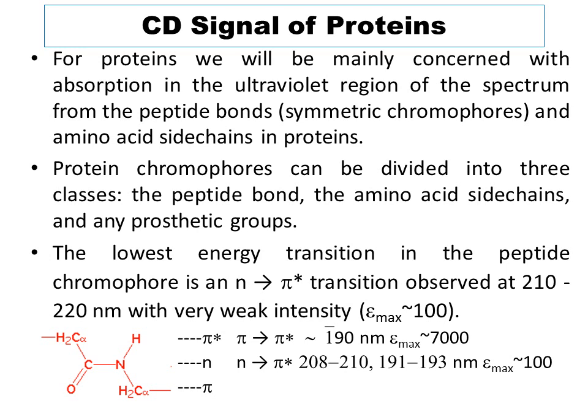So the signal for proteins will mainly be concerned with the absorption in the UV region of the spectrum from the peptide bonds and the amino acid side chains in proteins. Protein chromophores can be divided into three classes: the peptide bond, the amino acid side chains, and any prosthetic groups. The lowest energy transition in the peptide chromophore is an n to pi-star transition observed at 210 to 220 nanometers, with a very weak intensity.